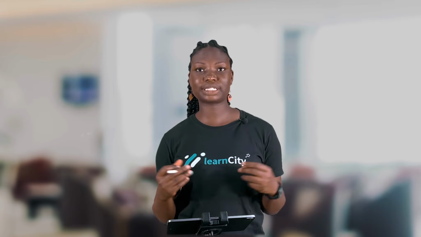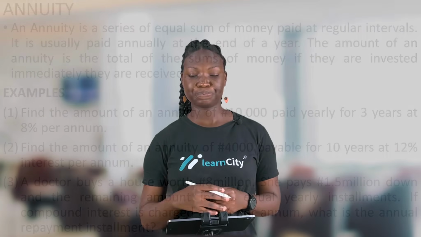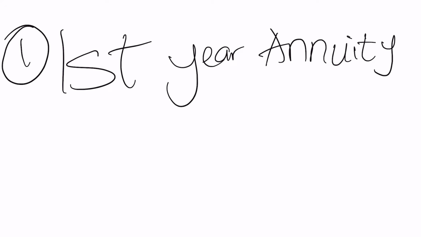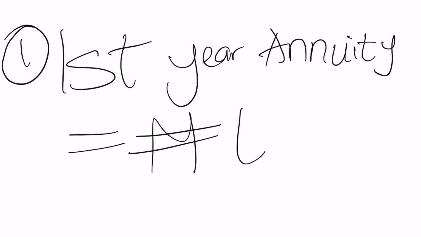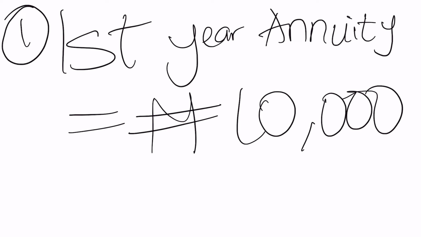The first example says, find the amount of an annuity of 10,000 naira paid yearly for 3 years at 8% per annum. So we have our first year annuity. Our first year annuity is 10,000 naira.